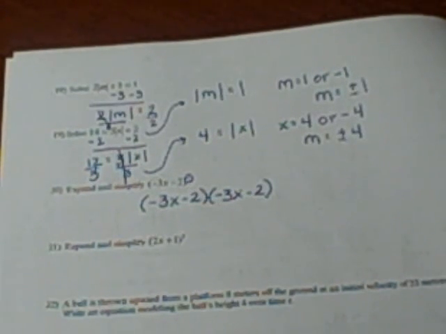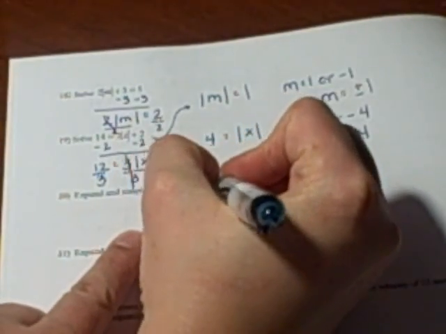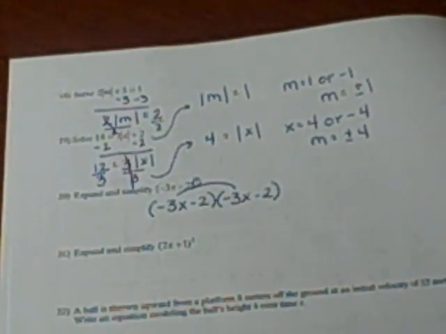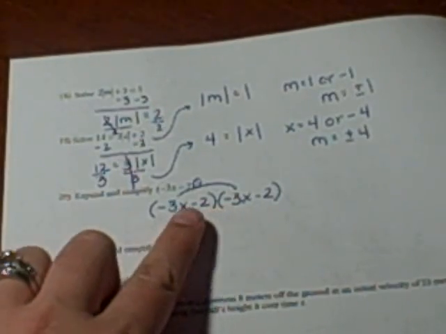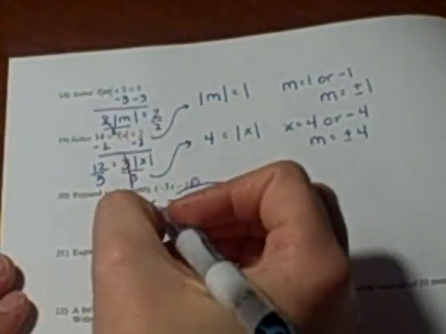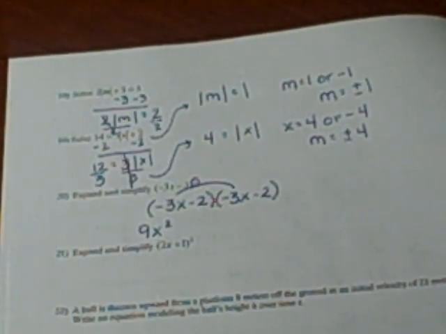Now to simplify, we need to multiply them together, which means we're going to use FOIL. Remember, FOIL stands for first, outside, inside, last. So first, the first terms in each set of parentheses would be the -3x and the -3x. -3x times -3x, be very careful there. First of all, -3 times -3 is +9, and x times x is x squared, so that's going to give us 9x squared. Remember that anytime you multiply an x and an x together, you end up with x squared.